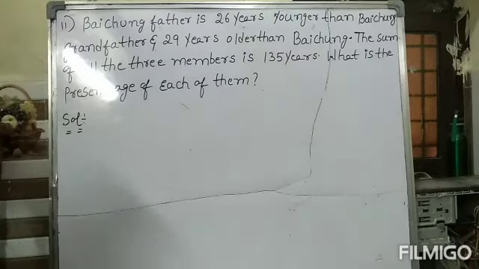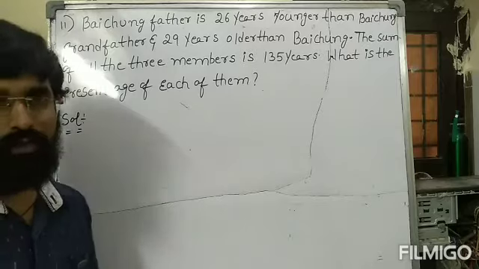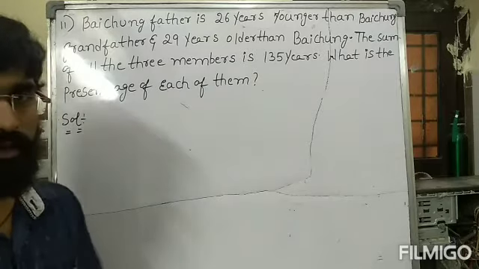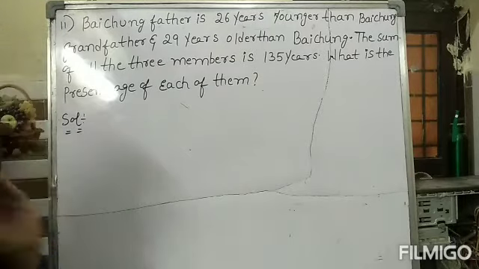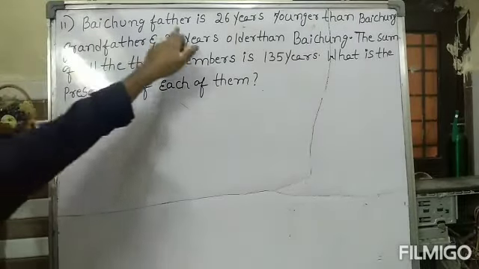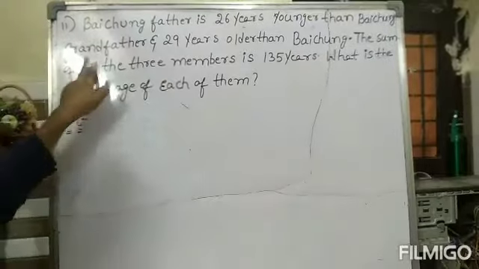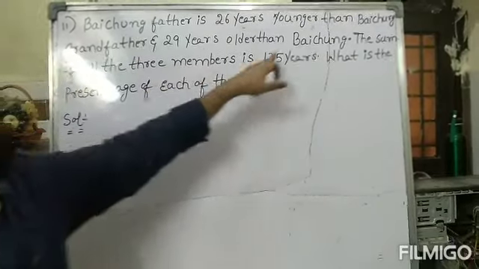So now welcome back to class 8 mathematics, linear equations in one variable. Exercise number 2.2, 11th question. Baichong's father is 26 years younger than Baichong's grandfather and 21 years older than Baichong.